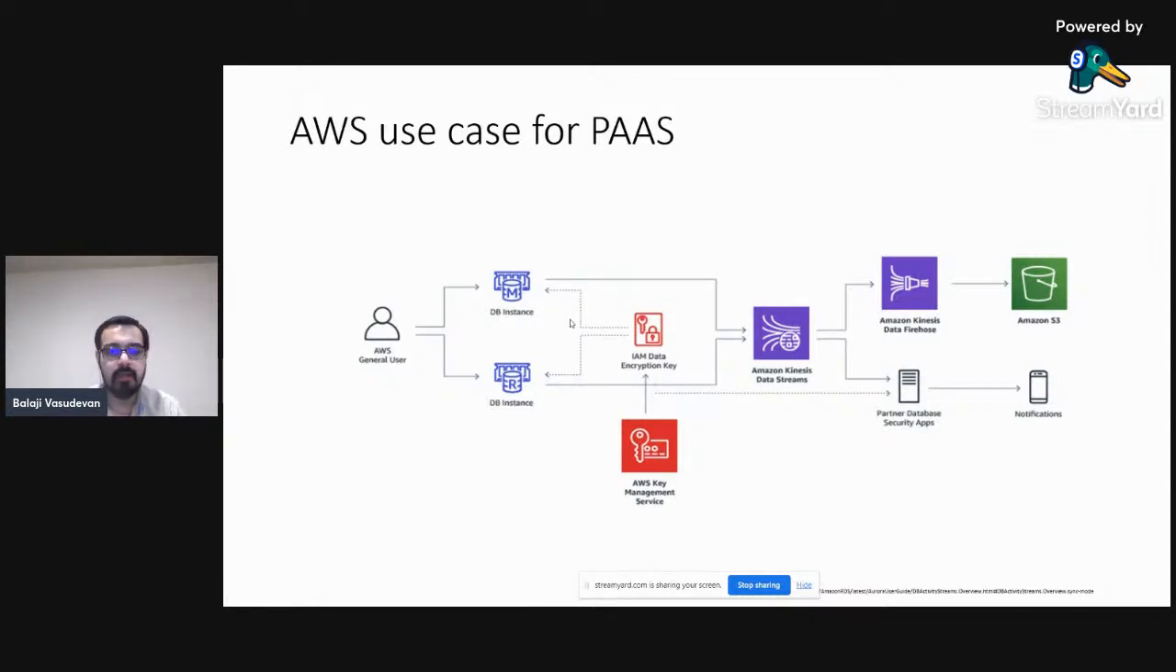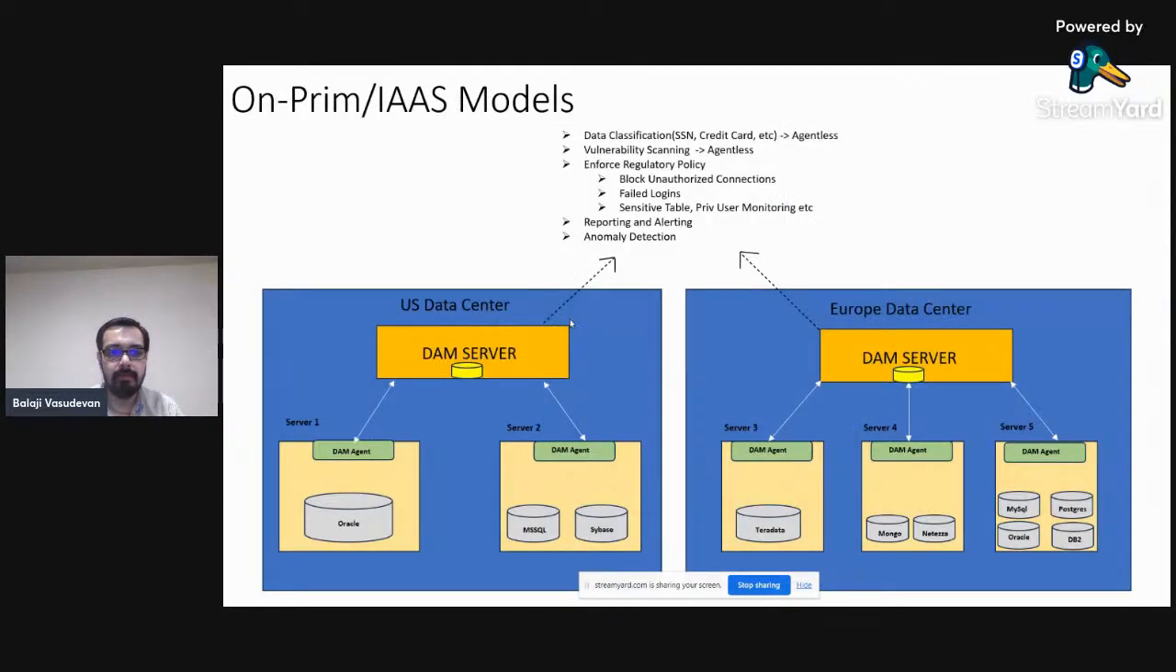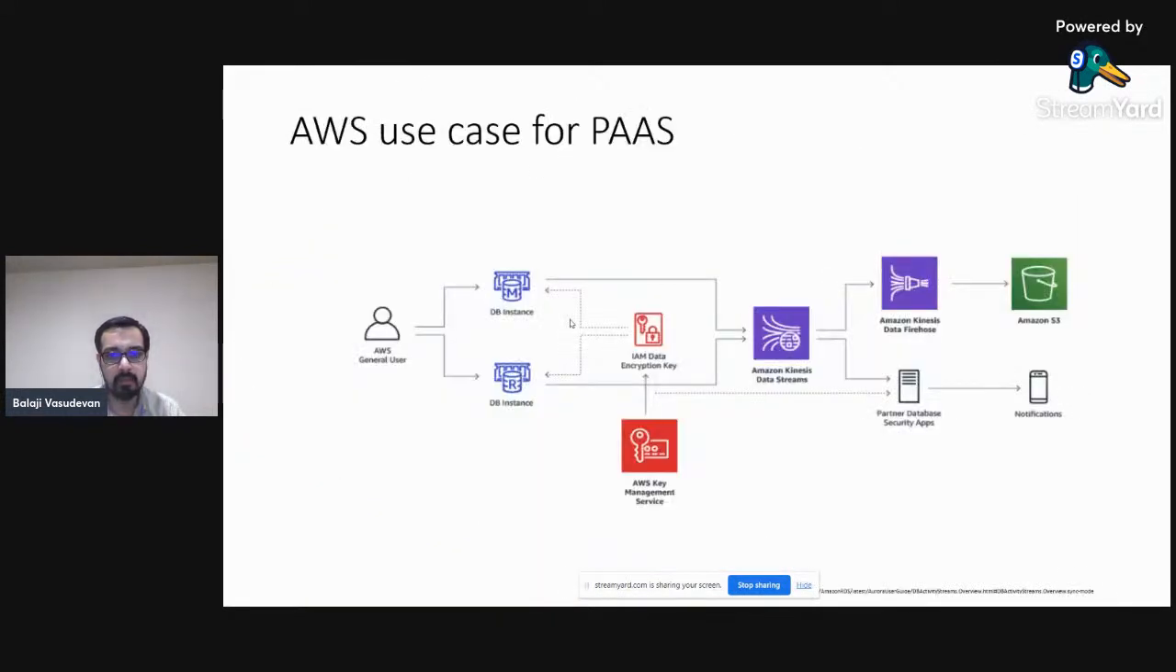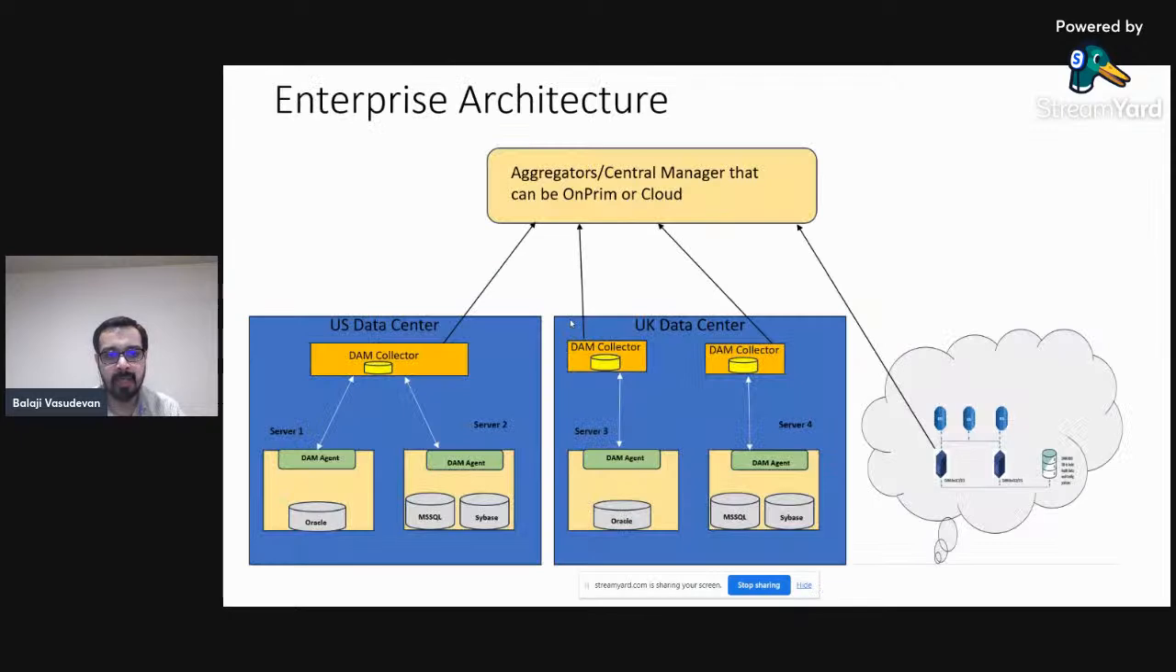So now we saw how the on-prem and infrastructure as a service works, how the PaaS model works, a more specific use case for a PaaS, and now how my enterprise architecture would look. So can you just imagine? This is a US data center. Let's assume it to be on-prem, and UK can be an IaaS cloud infrastructure in EC2. And this is going to be platform as a service. So all these infrastructures have my DAM tool installed, with the same policy irrespective of whether it's within a server or serverless.